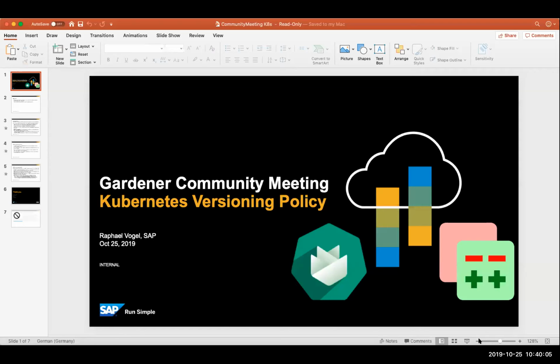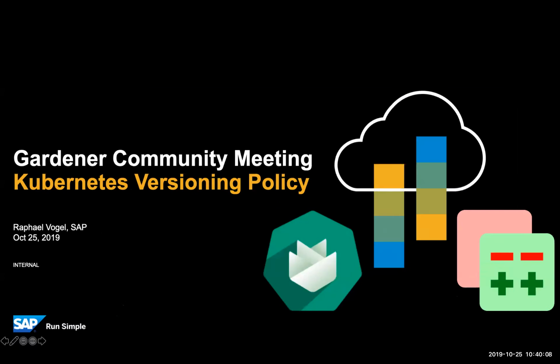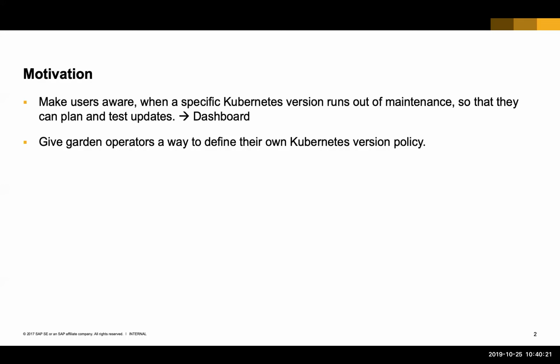Okay. This is just an update of a new feature we plan to implement. It's not completely implemented. Some things are there, some things are missing, but it allows an operator of a Gardener and a user to define policies when specific Kubernetes versions are deprecated or running out of maintenance. So what's the motivation? First of all, to make users of the Gardener aware when a specific Kubernetes version runs out of maintenance, so they can plan ahead and make their updates.